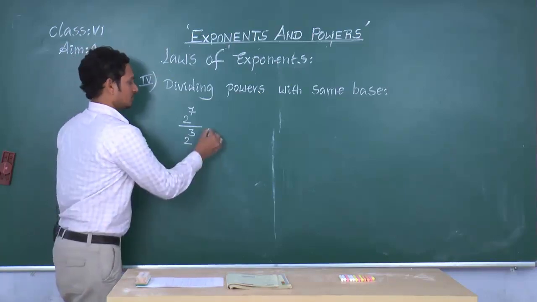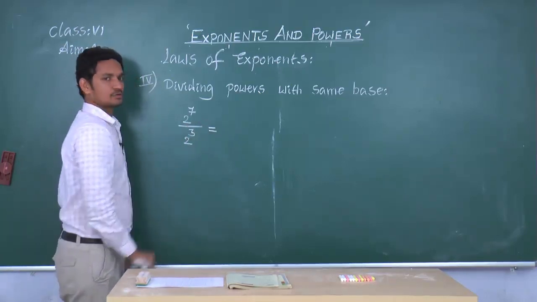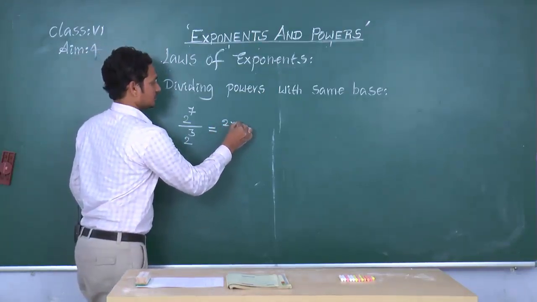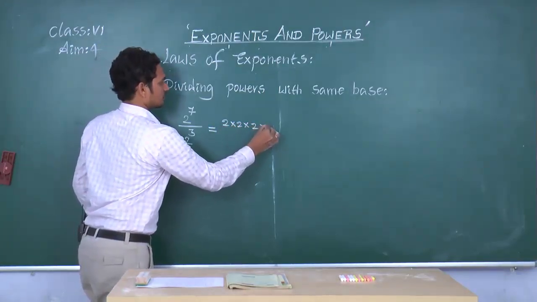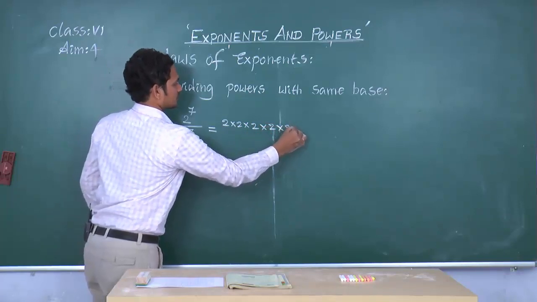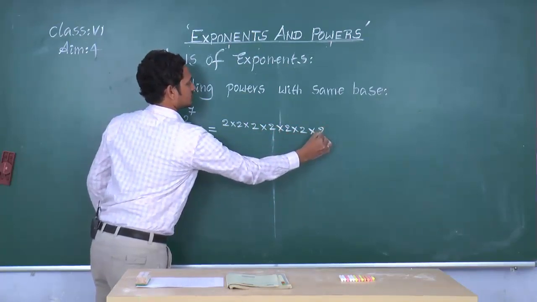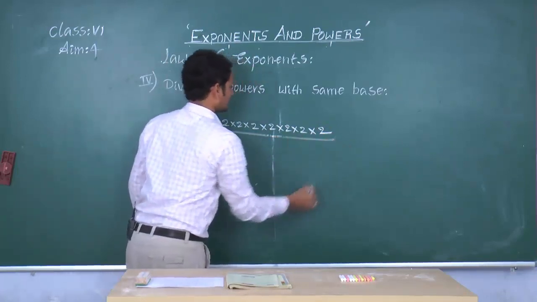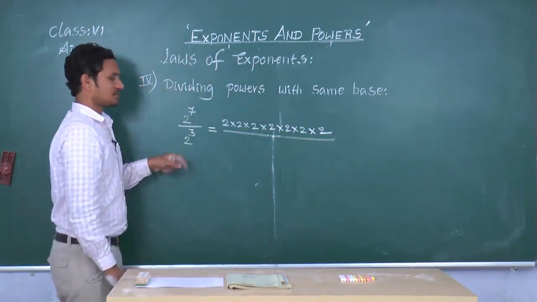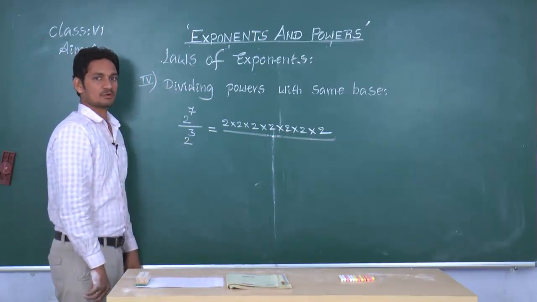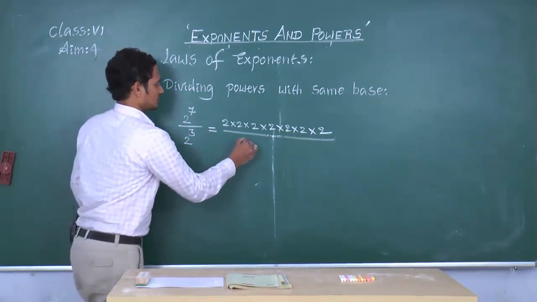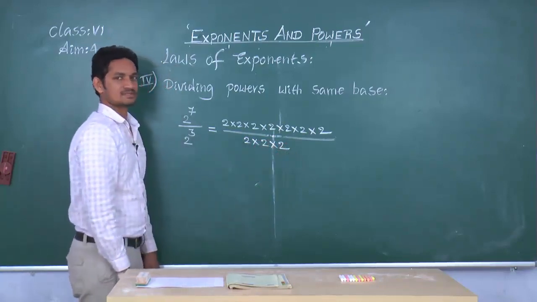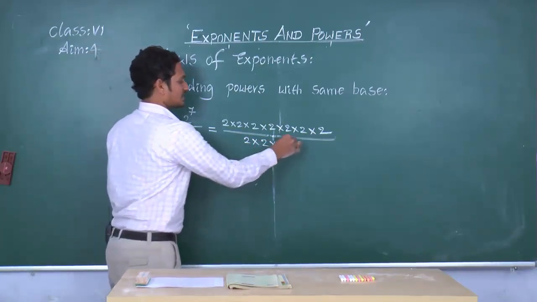Here we can convert 2 power 7 into product form as 2 into 2 into 2 into 2 into 2 into 2 into 2, which means 2 is multiplied by itself 7 times, divided by 2 power 3. We can convert that into product form as 2 into 2 into 2, 2 multiplied by itself 3 times. Now we can cancel.